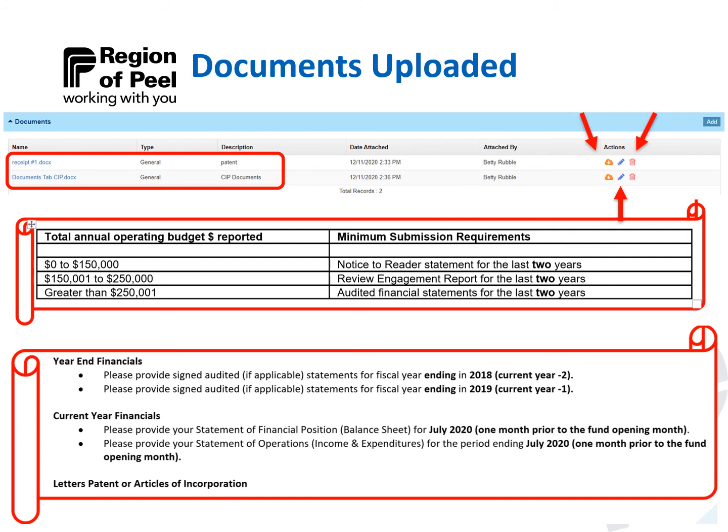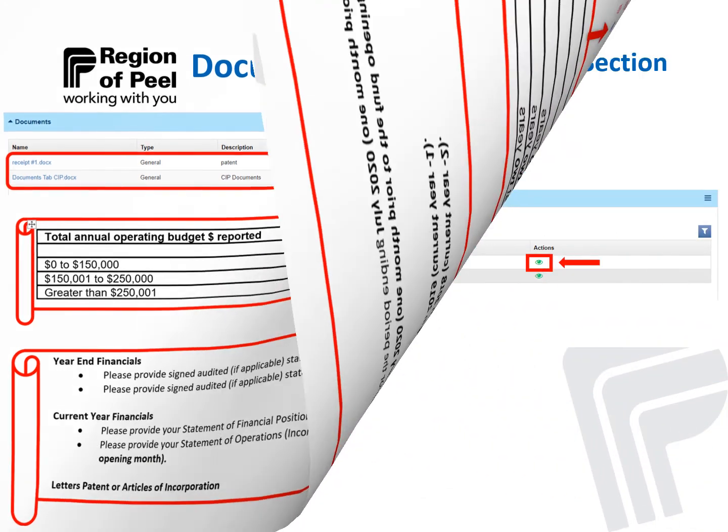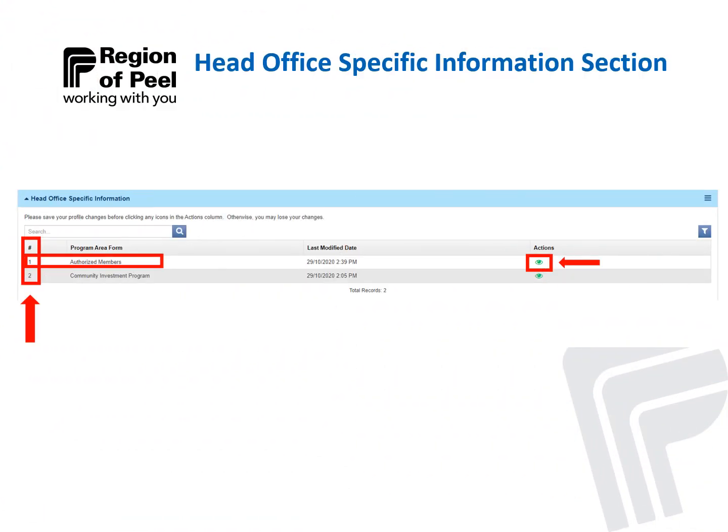A legend has been provided to outline the minimum submission requirements for the total annual operating budget dollars report. The user will be navigated back to the head office specific information section. The remaining form will now need to be completed.